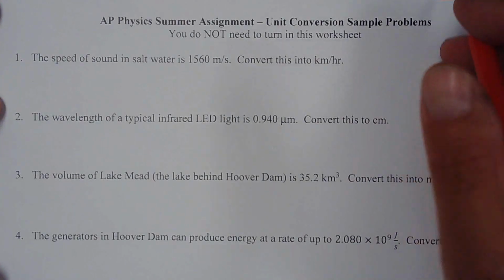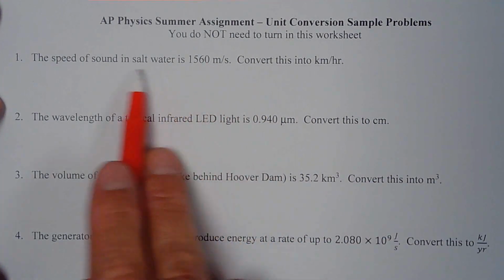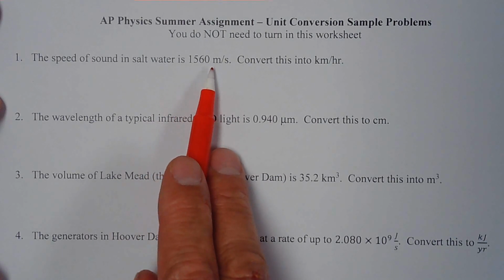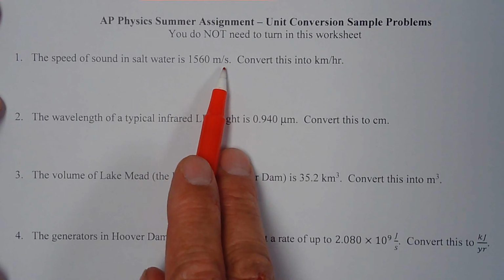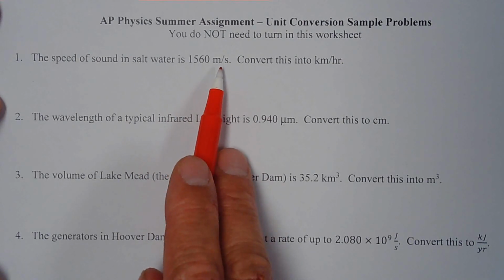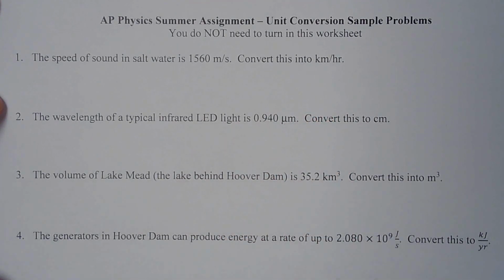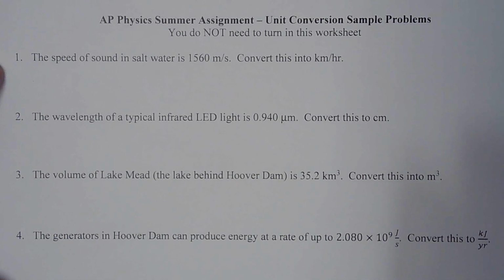But as soon as you get something more complicated, where the speed of sound in salt water is 1,560 meters per second, now you've got meters on top and seconds on the bottom. This is actually a fraction. And you have to convert that into kilometers per hour. Then moving the decimal point doesn't work. It just doesn't work, period.